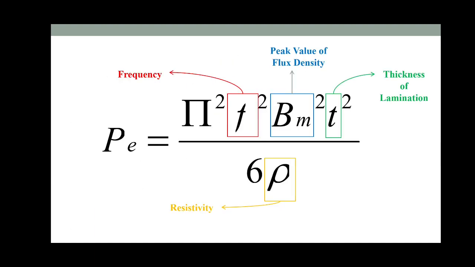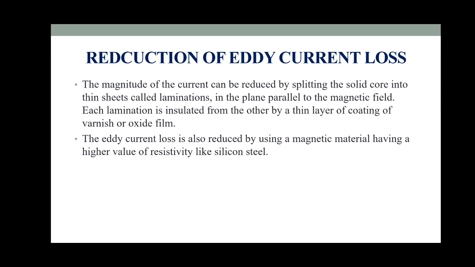Now the eddy current loss per unit volume depends on these parameters. It is directly proportional to the square of frequency, to the square of the peak value of flux density, and the square of the thickness of lamination, and it is inversely proportional to the resistivity.